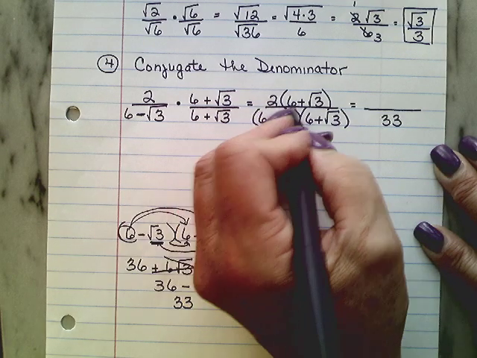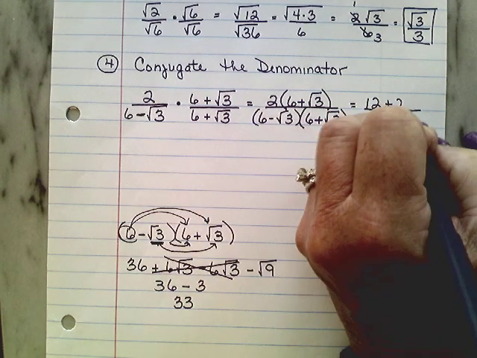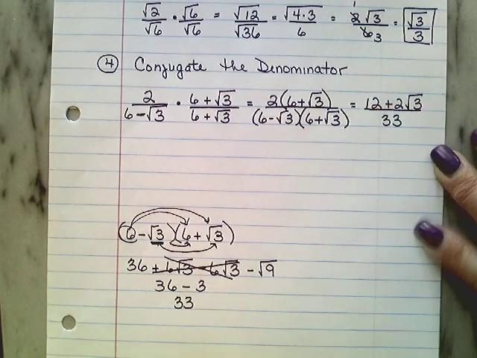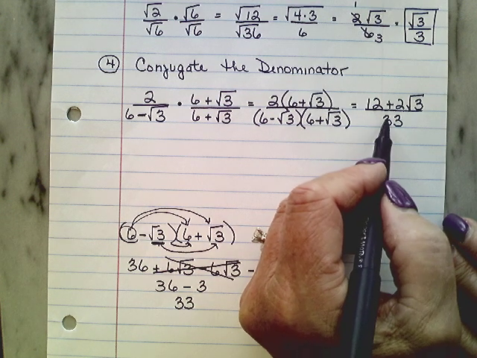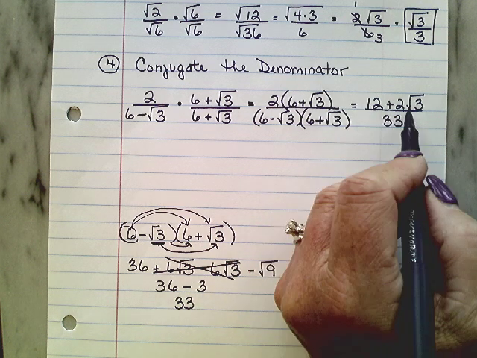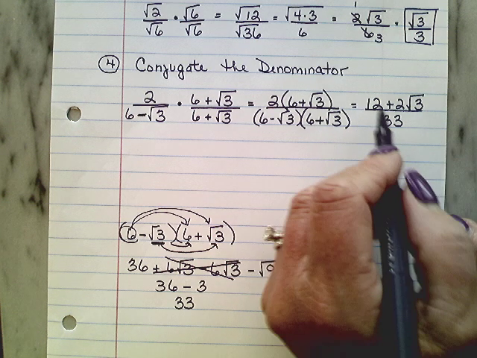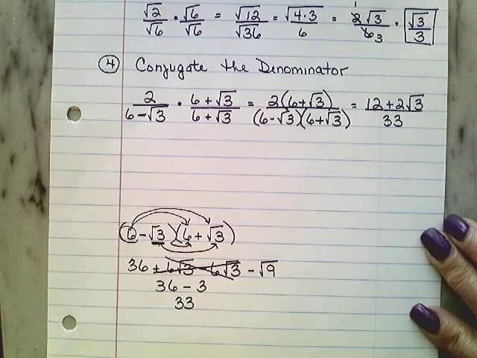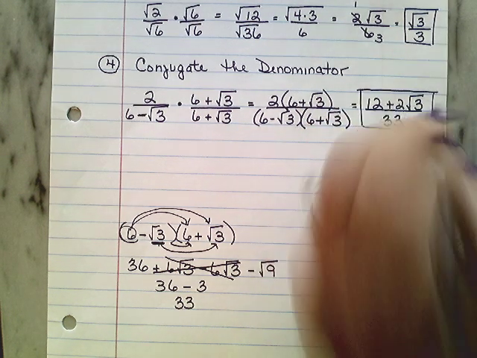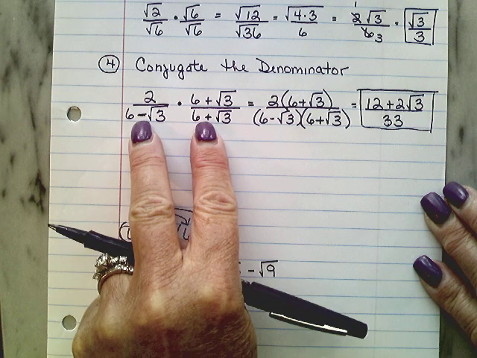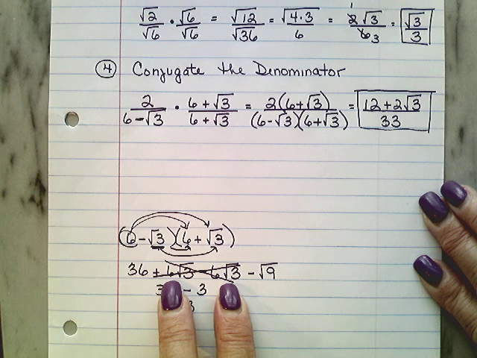My numerator would be 2 times 6 is 12, plus 2 times the square root of 3, which is 2 square root of 3. Now I'm able to cancel 33 and 12 here because they both share 3 in common, but you have to be able to simplify the entire expression, and we're not able to do that because 2 is not a factor of 33. So when you have an expression in your denominator, then you have to multiply by the opposite sign so that that term will cancel each other out.